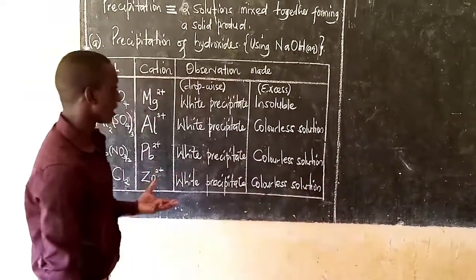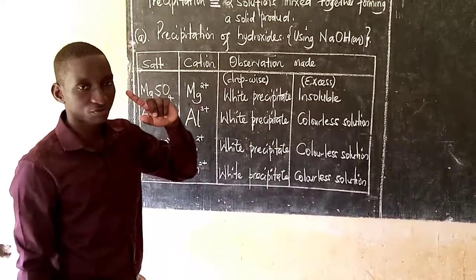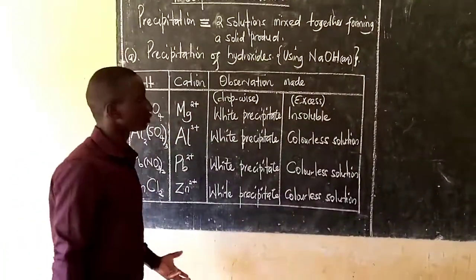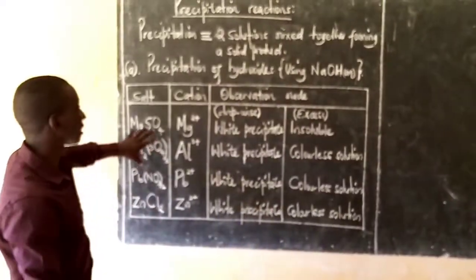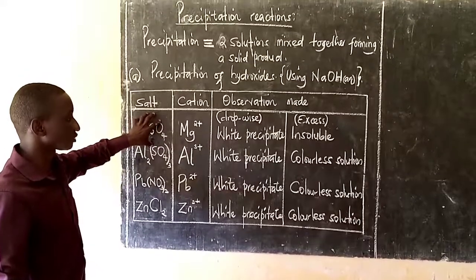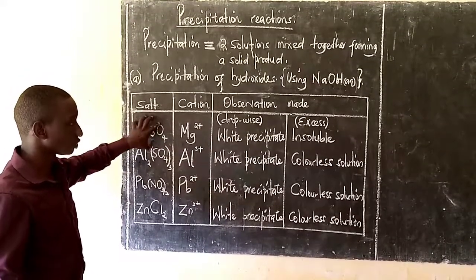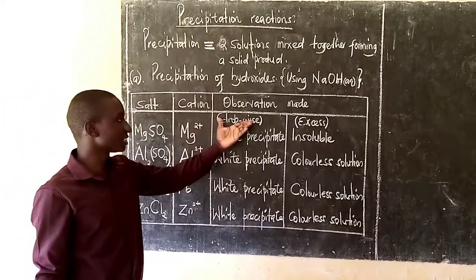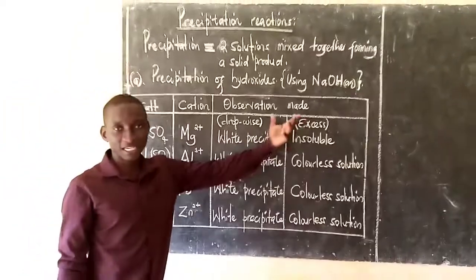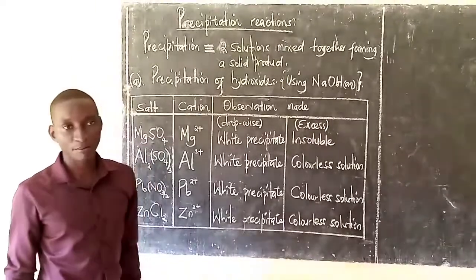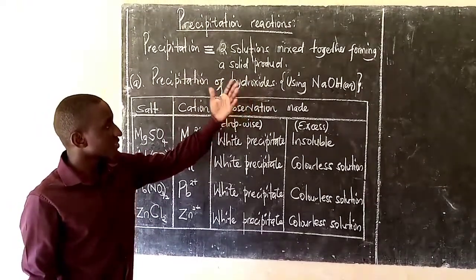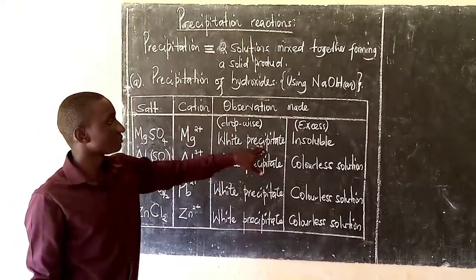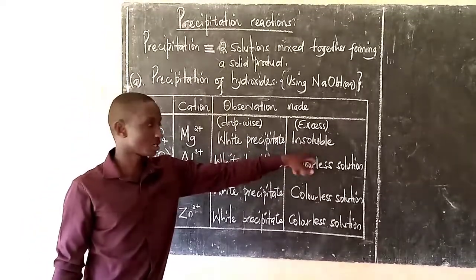That's what we have. So from this, I want us to see the study objective clearly spelled out. One of the objectives we want to meet today is to state observations. If we have sodium hydroxide added to a magnesium sulfate salt or any other magnesium salt, what do we observe? Dropwise addition gives us a white precipitate. Then in excess, we come up with the insoluble part of it. So how do you state the observation? If we are adding sodium hydroxide dropwise and then in excess, we see that a white precipitate is formed insoluble in excess.